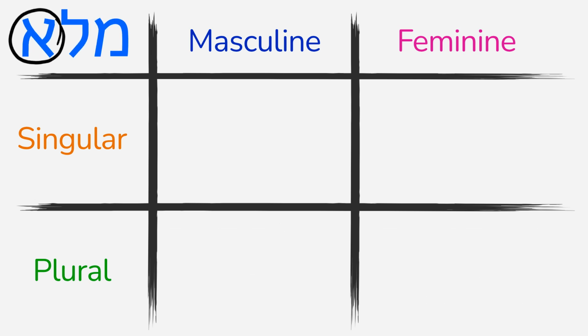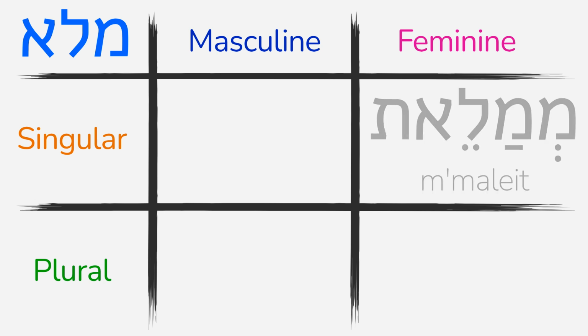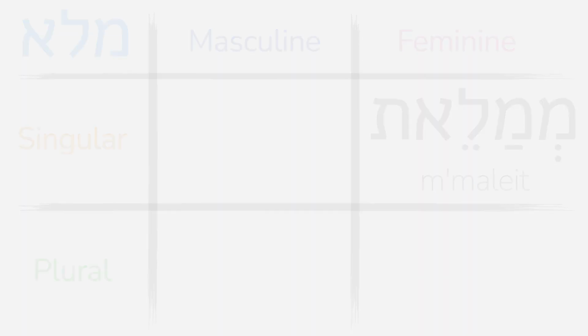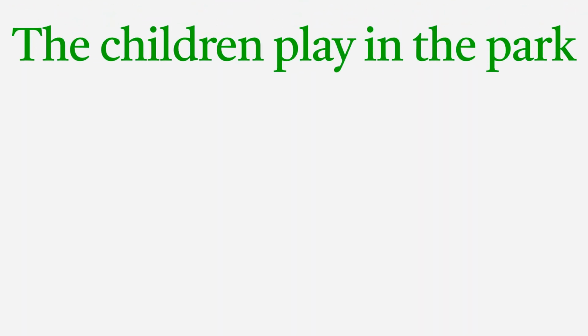Finally, if a root ends with aleph, the feminine singular form of its Piel present tense will be irregular. For example, mamalet, fills in feminine singular form. This verb has just one tsere under the second root letter, instead of two segols on the second and third root letters. Let's say the children play in the park.